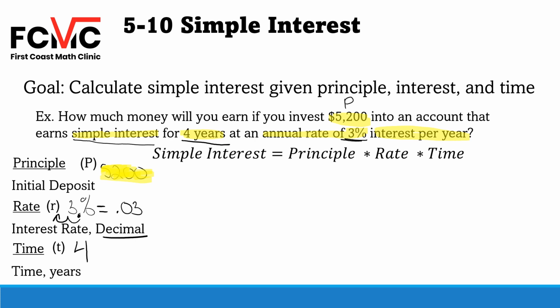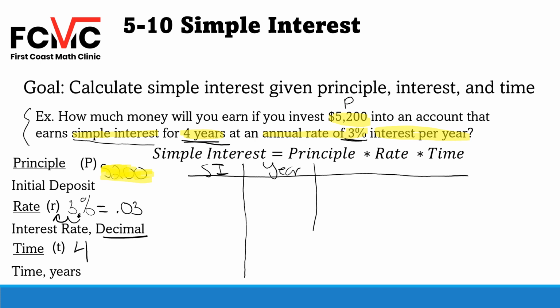So I want to do a simple example and work this out in a table to show you what this looks like for 1, 2, 3, and then 4 years, just so you can see the pattern. All right, so let's set this up. The first column is going to be our simple interest, SI for simple interest, then we're going to have year, and then our formula.